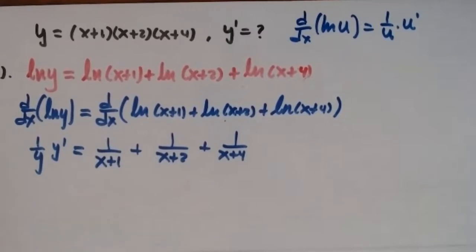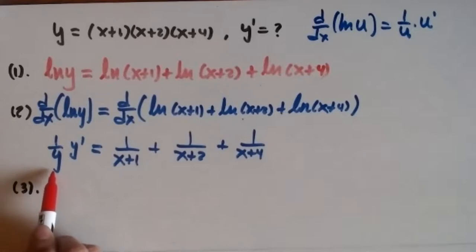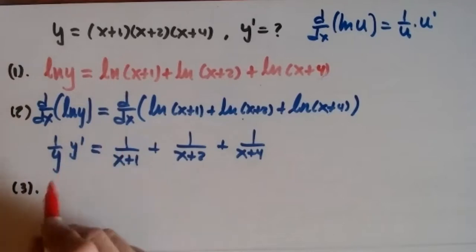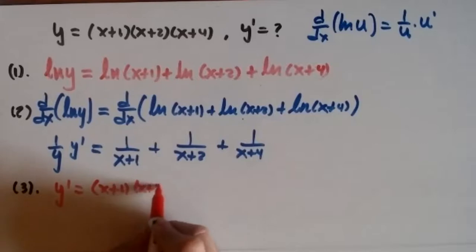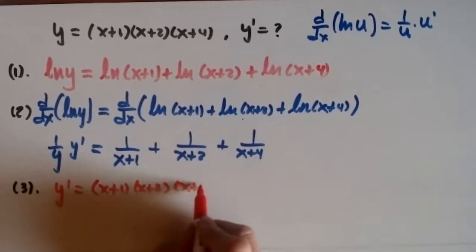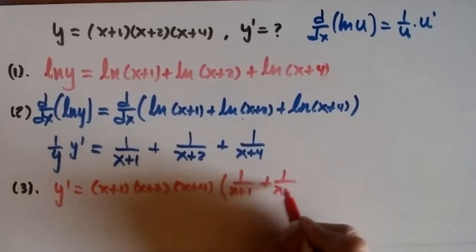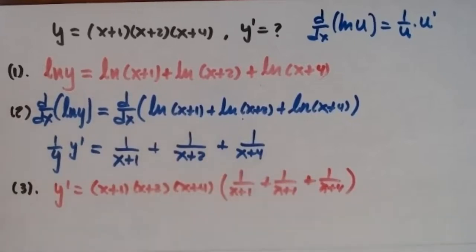Now, what I have to do now, this is step 2. Now, step 3. I have to multiply times y to get my answer. But the y is already this one, so I'm going to write it. Y prime equals x plus 1 times x plus 2 times x plus 4 times the expression in parentheses. Yes, it's kind of long writing, but it's not difficult writing.